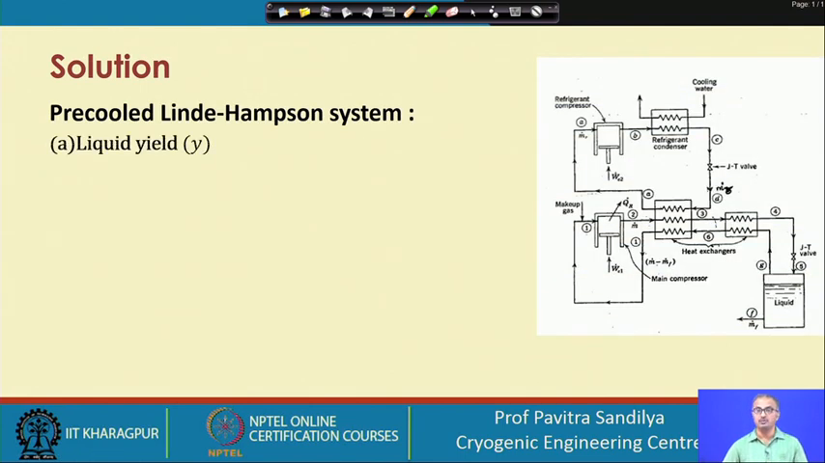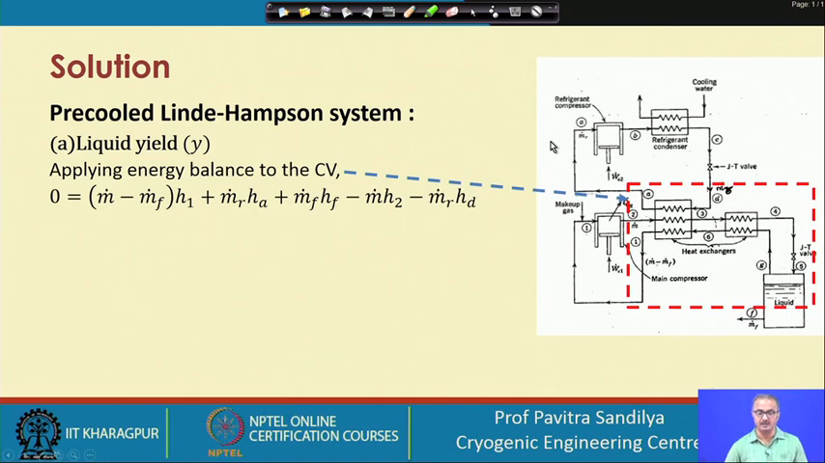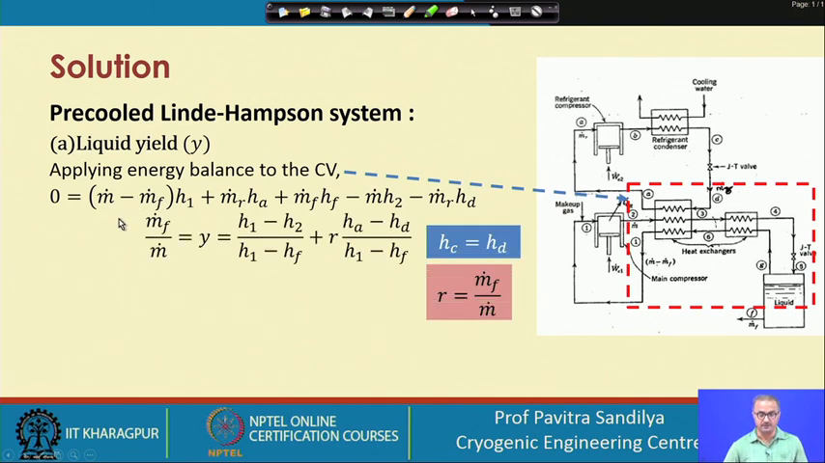Now for the pre-cooled Linde-Hampson, this is the particular system we learned earlier, where this is the Freon system. This Freon system is pre-cooling the nitrogen system. Okay. So here we have these points A, B, C, D. We found those A, B, C, D and the corresponding enthalpy and entropy values, and now with those we find the expression from the first law of thermodynamics. We make an energy balance in this particular control volume, and we get this particular expression.